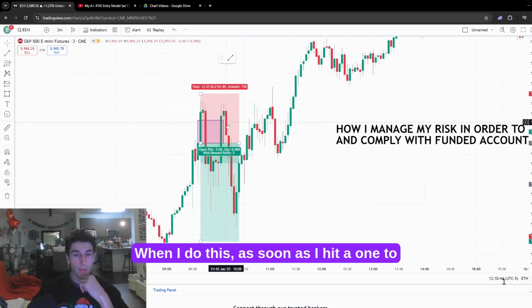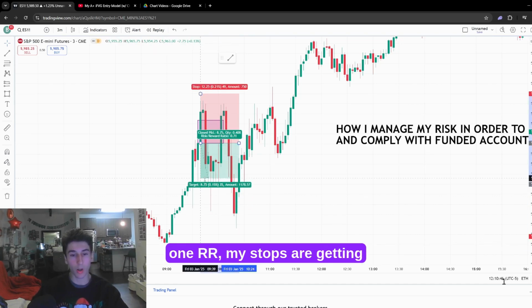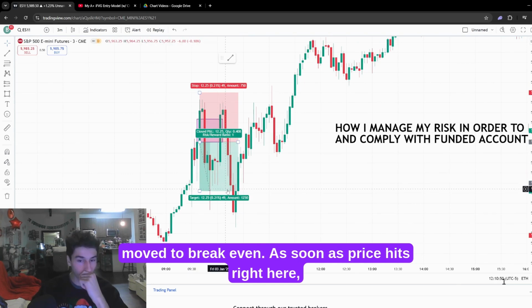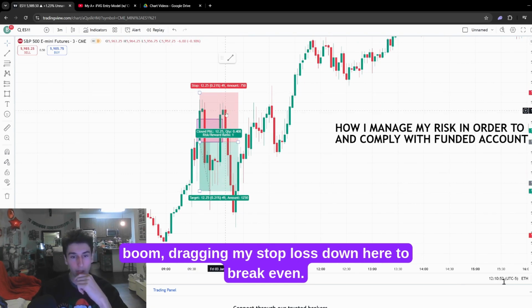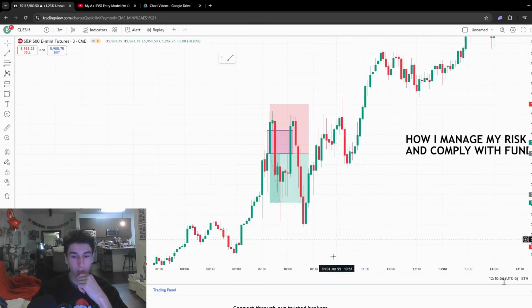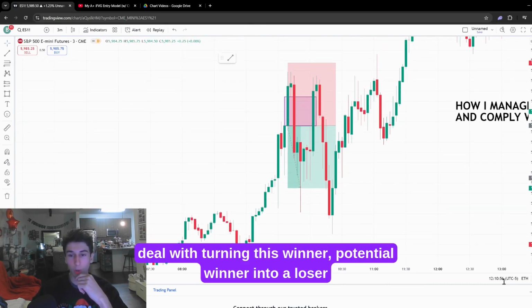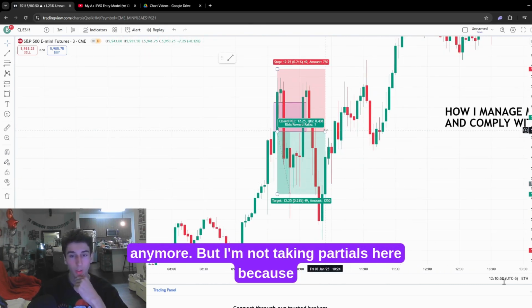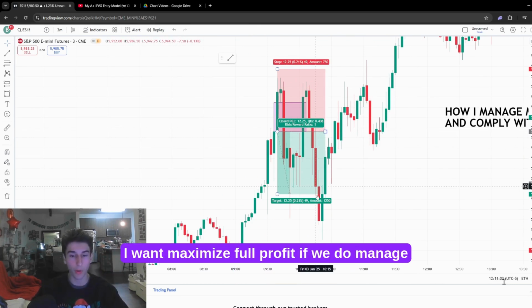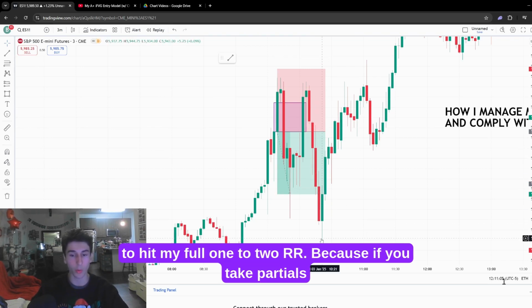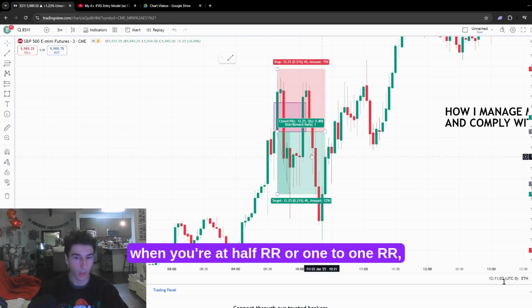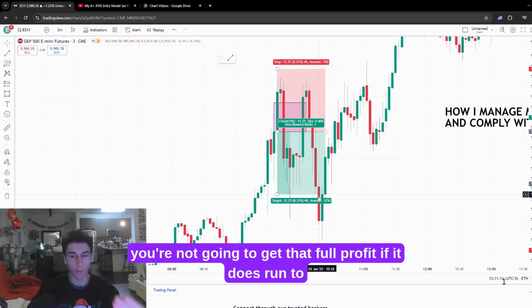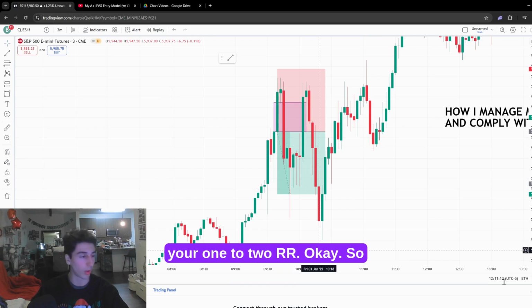When I do this, as soon as I hit a 1 to 1 RR, my stops are getting moved to break even. As soon as the price hits right here, boom, dragging my stop loss down here to break even. So I don't have to deal with turning this potential winner into a loser anymore. But I'm not taking partials here because I want to maximize full profit if we do manage to hit my full 1 to 2 RR. Because if you take partials when you're at half RR or 1 to 1 RR, you're not going to get that full profit if it does run to your 1 to 2 RR.